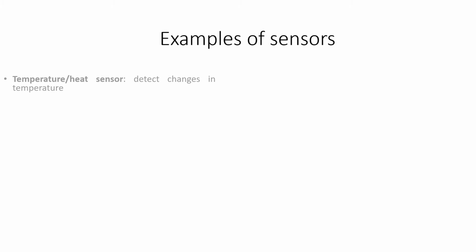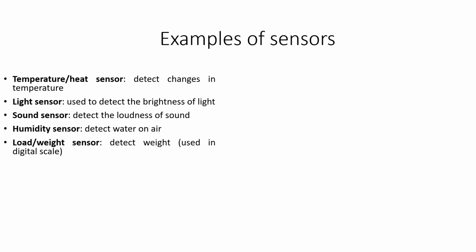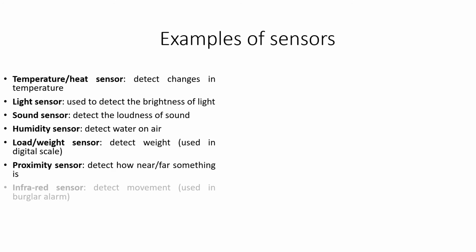Examples of sensors: there's the temperature and heat sensor to detect changes in temperature. The light sensor, used to detect the brightness of light. Sound sensor, to detect the loudness of sound. Humidity sensor, to detect water in the air. Load and weight sensor, to detect weight, used in digital scales. There's the proximity sensor, to detect how near or far something is, normally used in cars. And infrared sensor, to detect movement, used in burglar alarms.